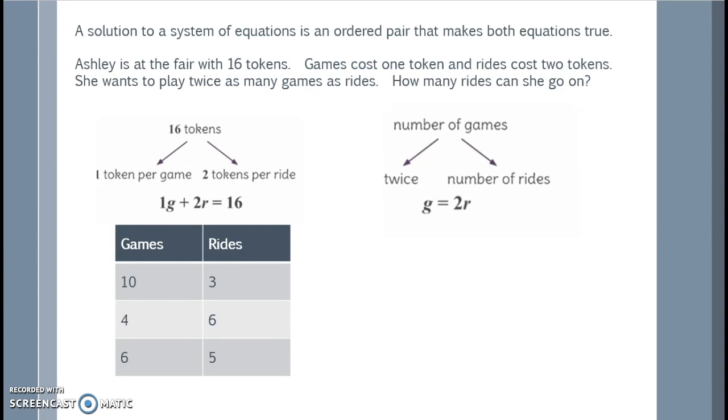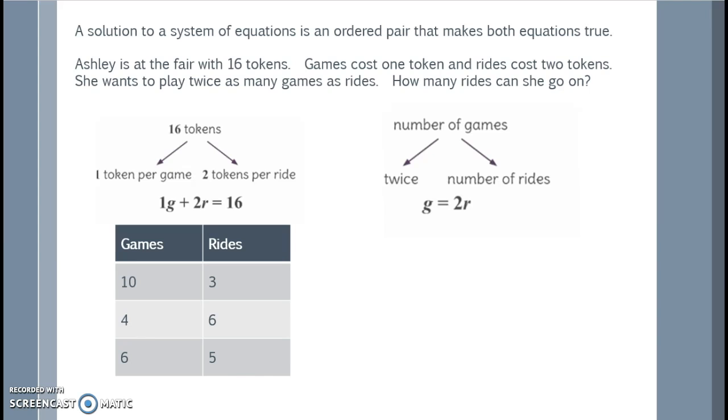So let's see if we can break it down into some tables here to see if we can find some solutions. So if she plays 10 games, she would then have enough for 3 rides left over. If she played 4 games, she could have 6 rides. And if she did 6 games, she could ride on 5 rides.